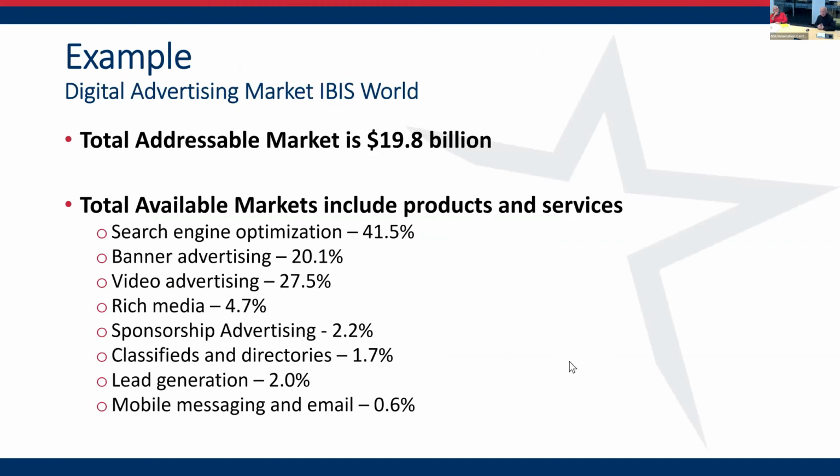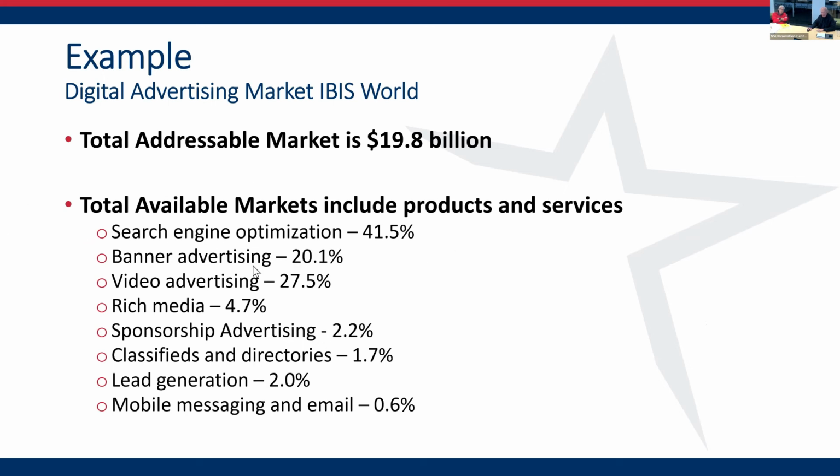Here's an example of what Jim was saying earlier about secondary market research. We have access at the SBDC to IBISWorld, and I just pulled out the digital advertising market. You can see here IBISWorld says the total addressable market being spent in the continental United States right now is $19.8 billion. But not everybody does everything. So you can see here all the available markets that people specialize in.